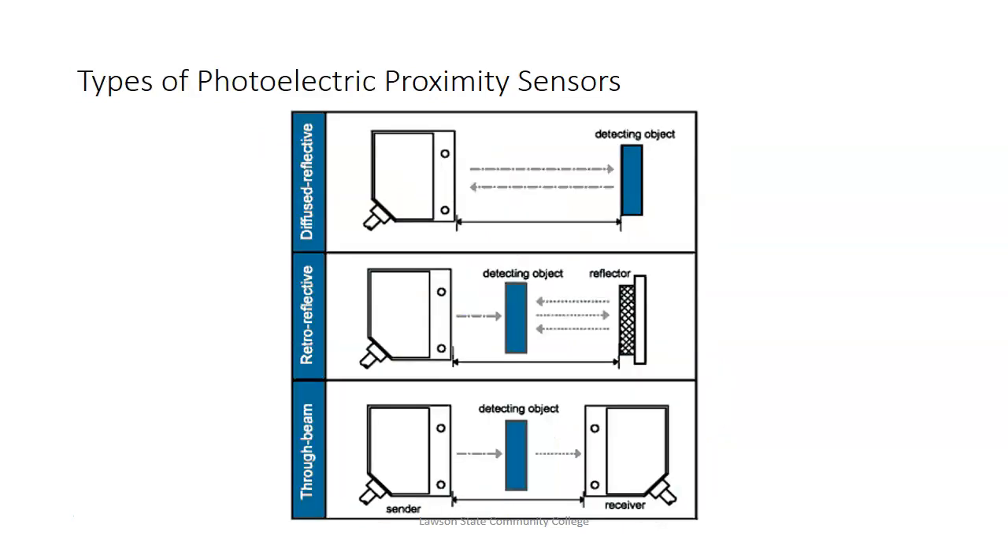So we have what we call a diffused sensor. A diffused sensor depends on reflective light. So it's actually reflecting light off the object itself. So these would depend on the color.